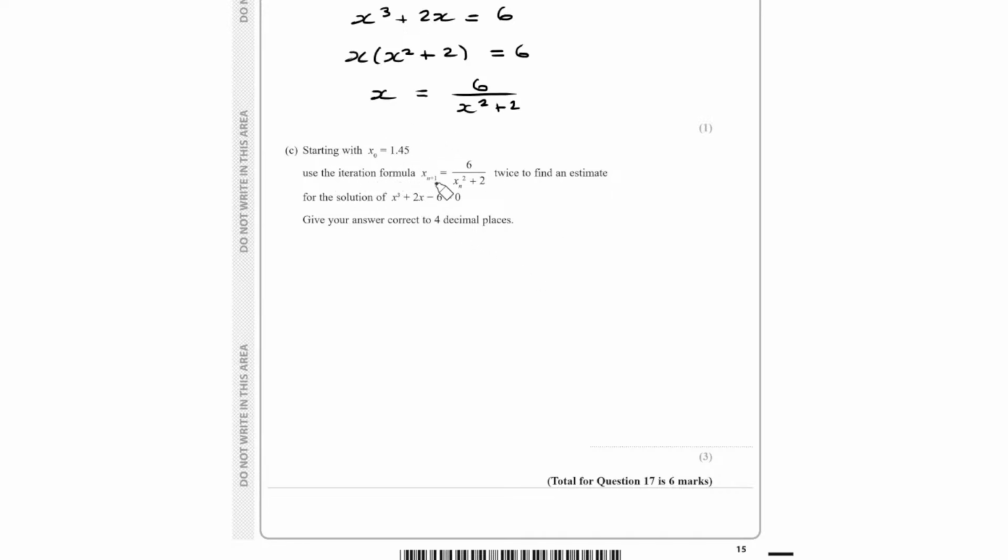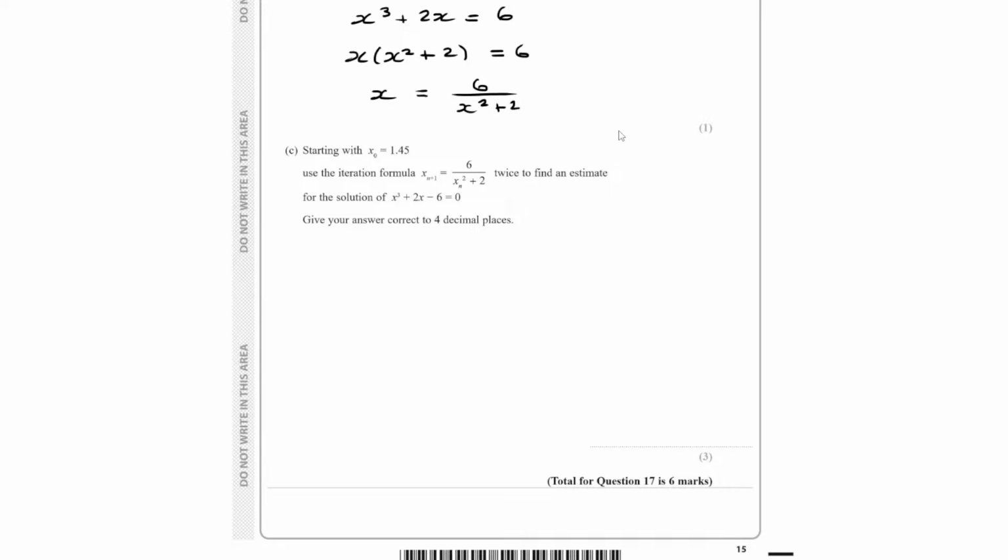Use the iteration formula. This bit I think people find hard to understand, because there's a lot of letters and numbers going on. It's like a sequence, really, because this is saying, to get the next number, to get n plus 1, I need to do 6 divided by the previous one squared plus 2.